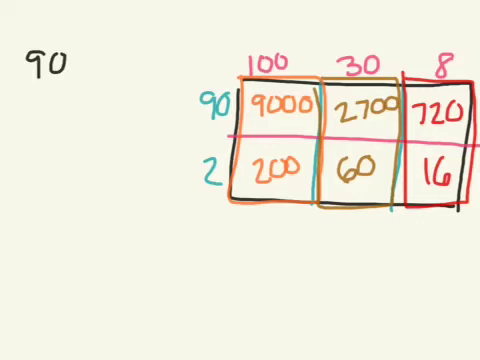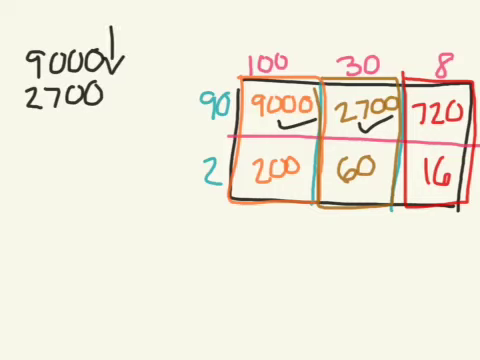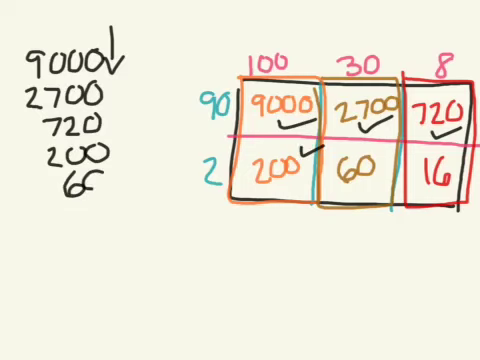So we've got 9,000, 2,700, and see how I'm lining them up so that the zeros along this side line up. Then 720, then 200, then 60, and then 16. Boom. Let's add them up.